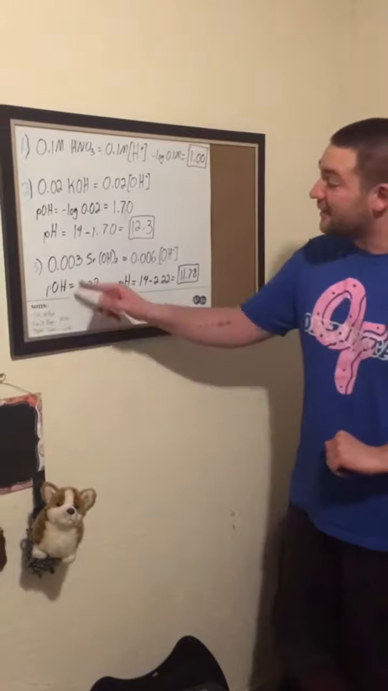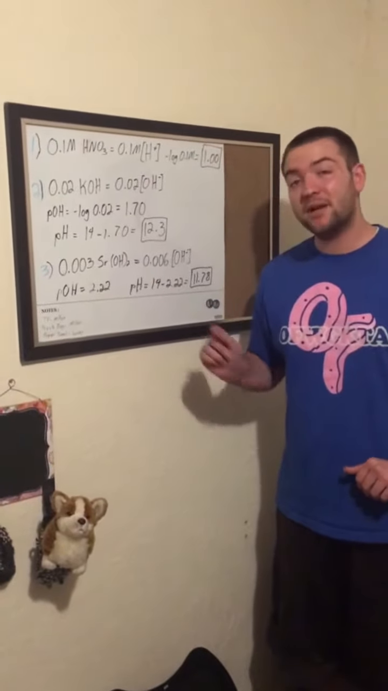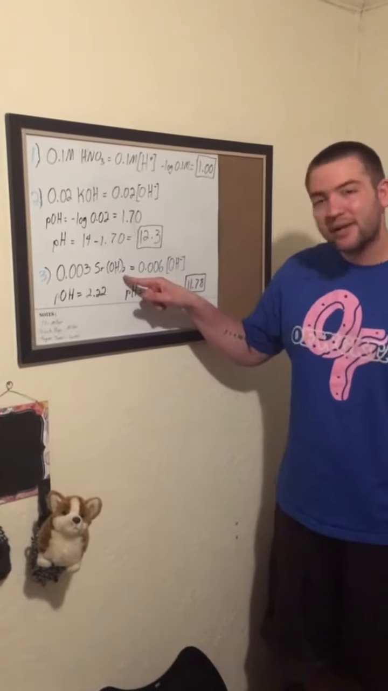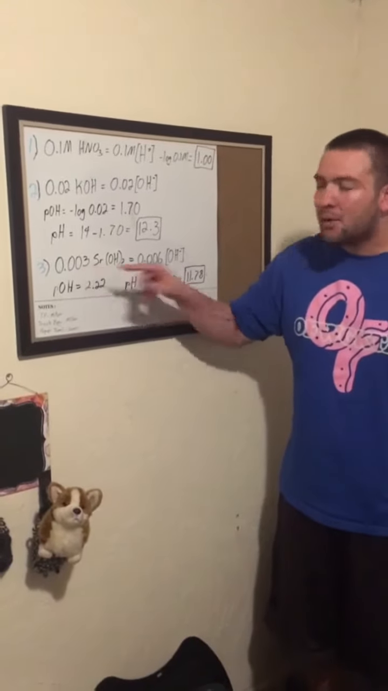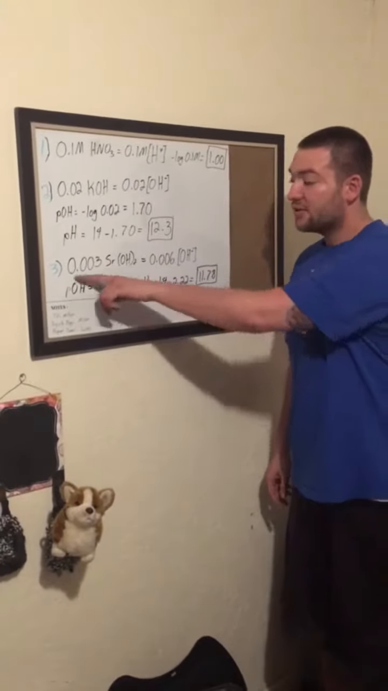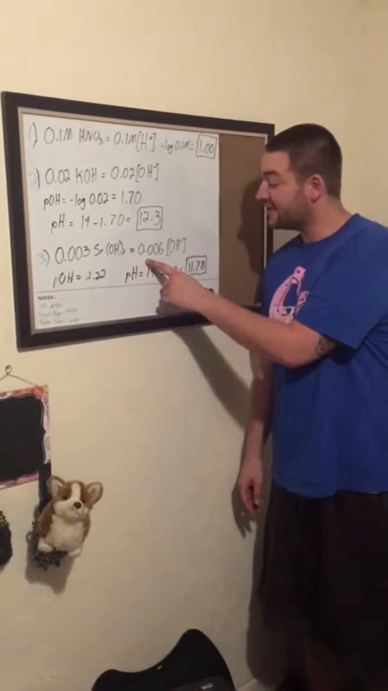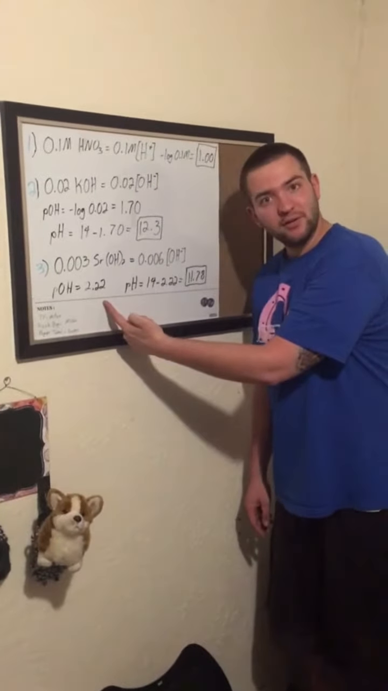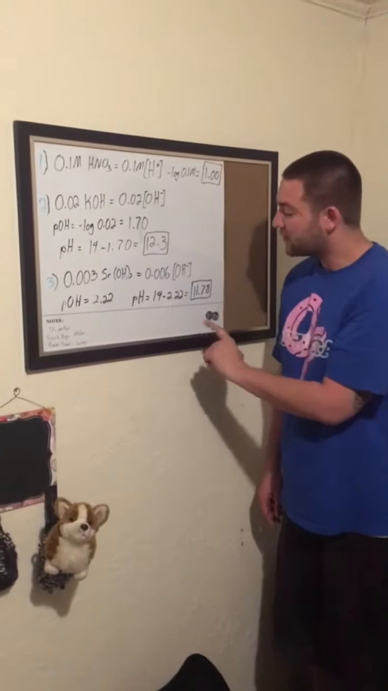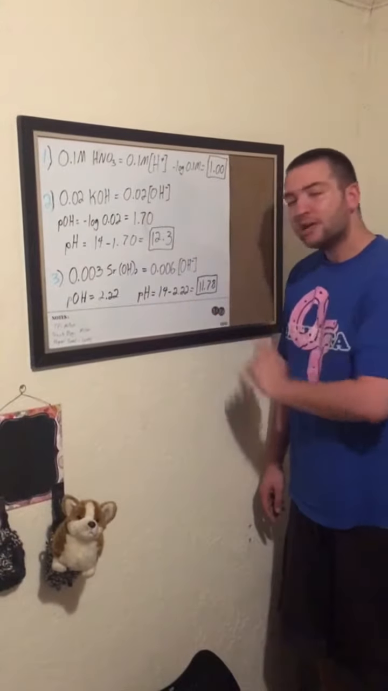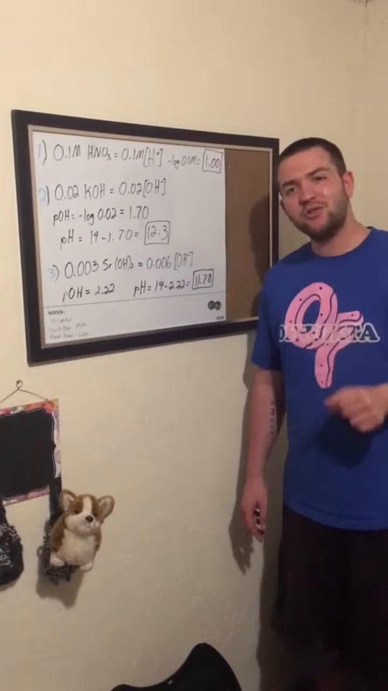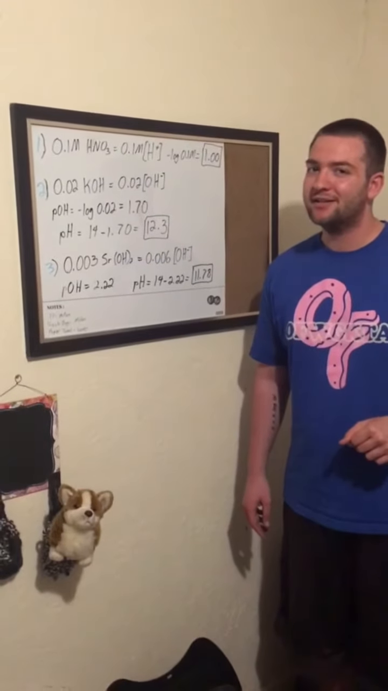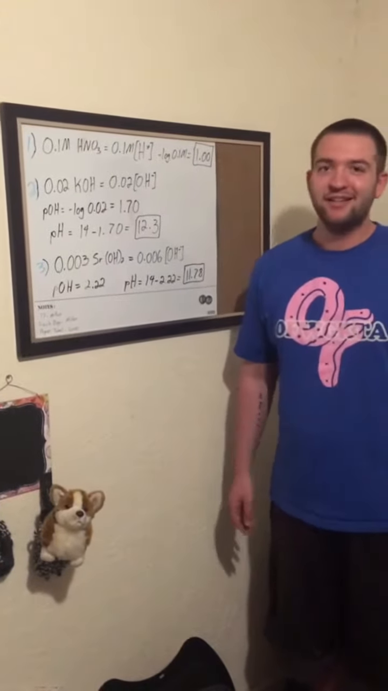Now, number 3, 0.003 strontium hydroxide. Uh-oh, we got a 2 there. It means you got to multiply it by 2. So this will give us a 0.006 hydroxide ion. Take the pOH of that, 2.22. pH, 14 minus 2.22, 11.78. How'd you do? Did you get 100%? You should have. This is pretty easy.